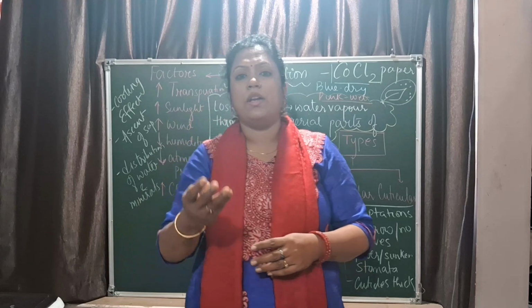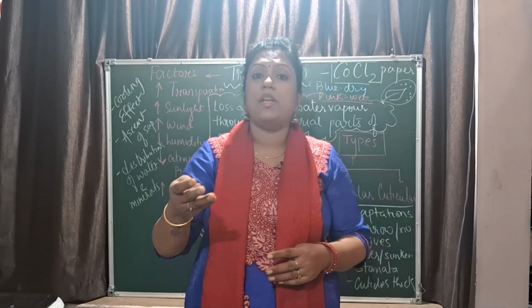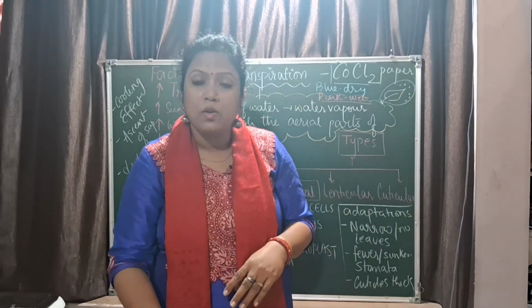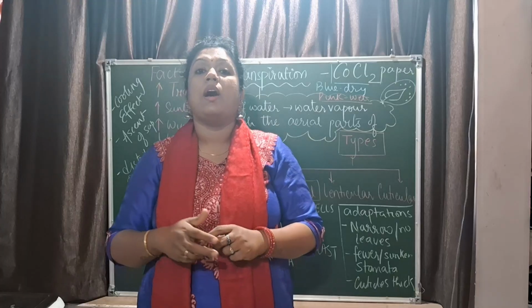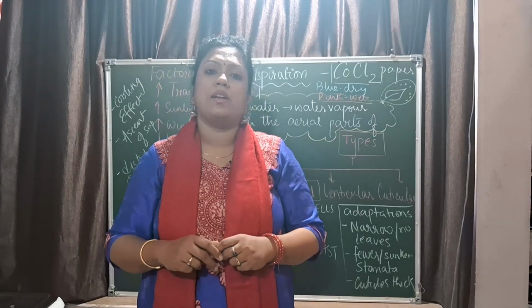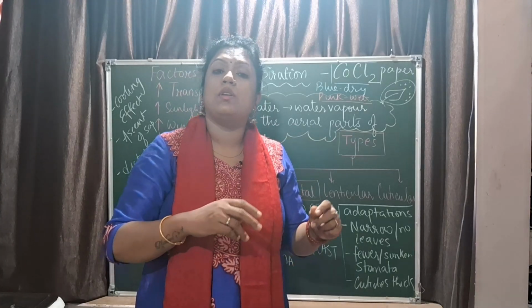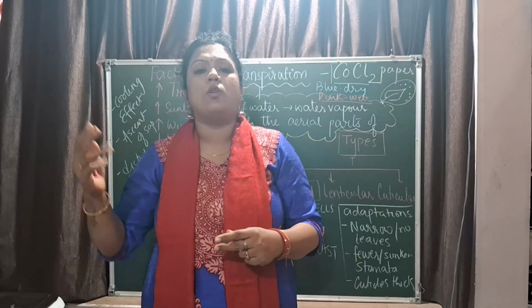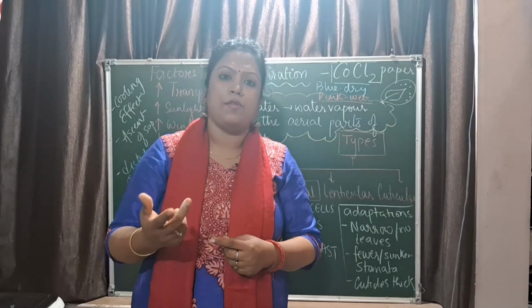Now why does guttation happen? When the rate of transpiration is low as compared to the rate of absorption of water, a hydrostatic pressure is created in the plants, which leads to the water oozing out from the margins of the leaves in the form of droplets.